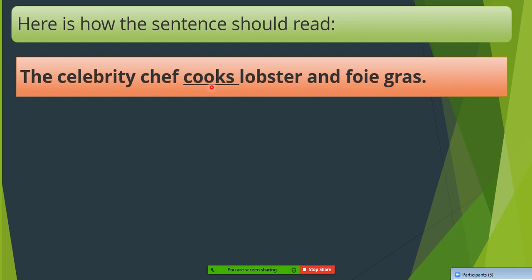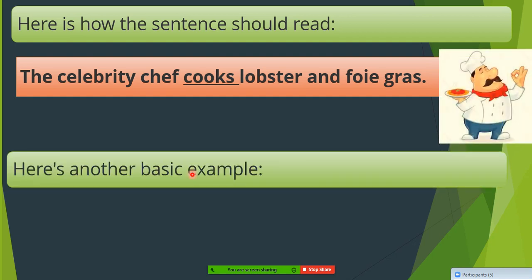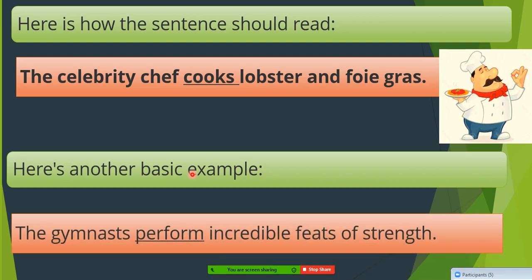Okay, we were speaking about the subject-verb agreement. Generally, if the subject of the sentence is singular, the verb should be singular too. If the subject is plural, the verb should be plural too. Like in this sentence, the chef is singular, and the verb cooks is singular too, because it's in the present simple, and the verb in the present simple with he, she, or it, we should add s, es, or ies to the verb. Got it?